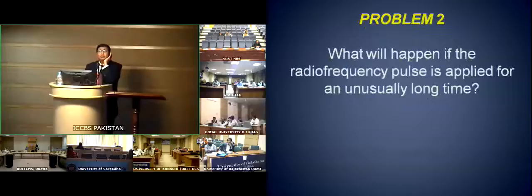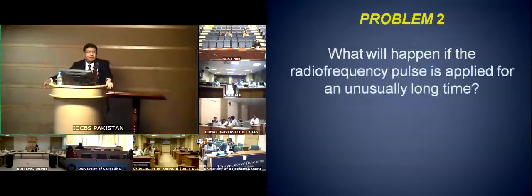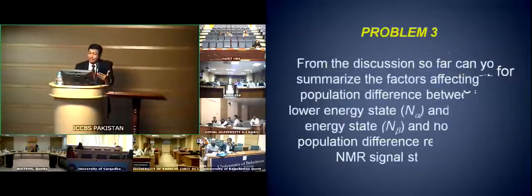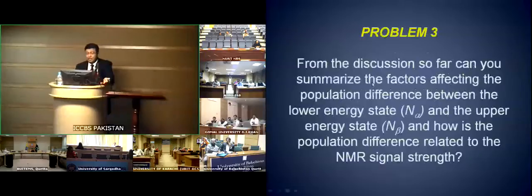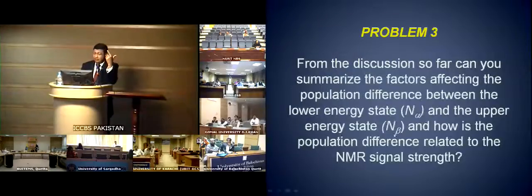Second question which I would like you to answer: what will happen if the radio frequency pulse is applied constantly? So you're answering to yourself, not to me. I don't care whether you answer. Okay. And from the discussion so far, can you summarize the factors, a very important question, affecting the population difference between the lower energy state, let's say N alpha, and the upper energy state N beta? And how is the population difference related to the NMR signal?